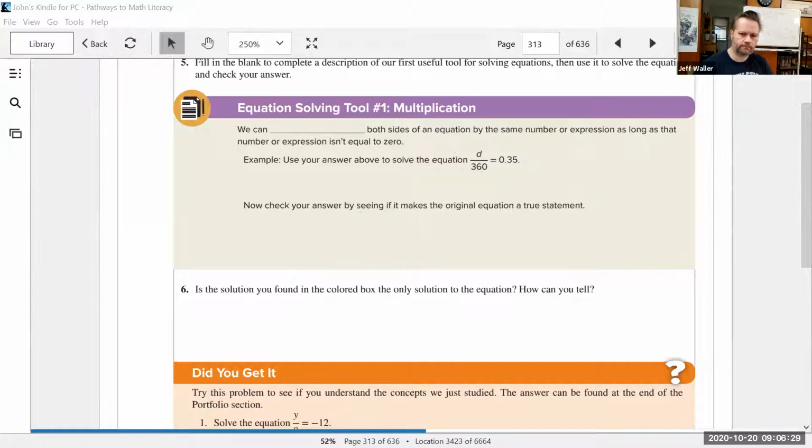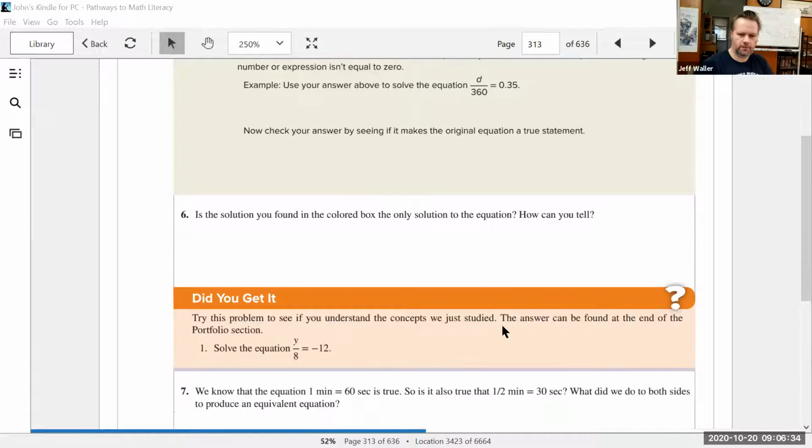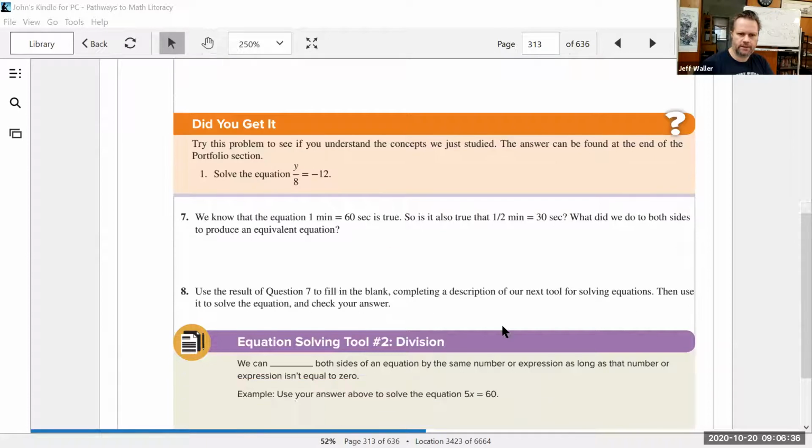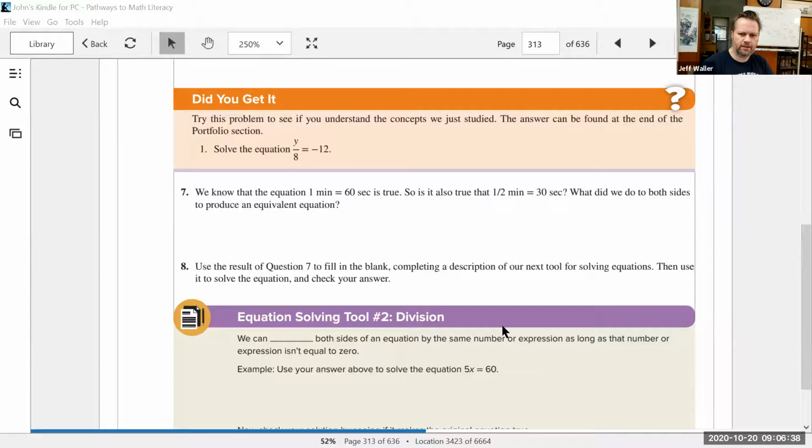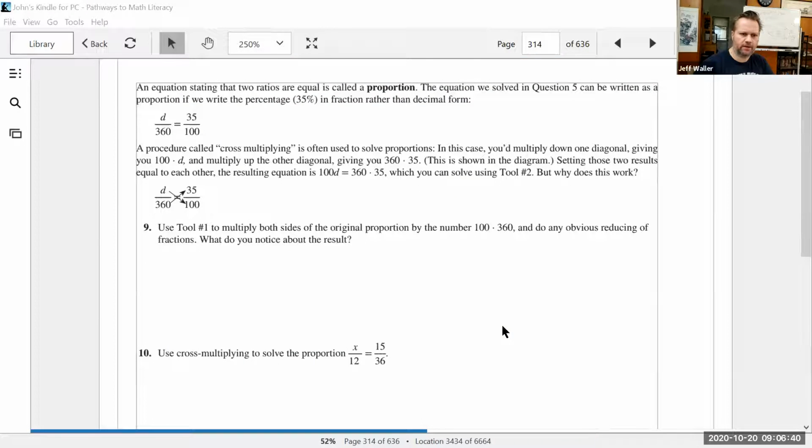Clear. I can't move. There you go. All right, and now here's something interesting. Some of you guys might have seen this kind of thing before. Cross multiplication. So let me do this.